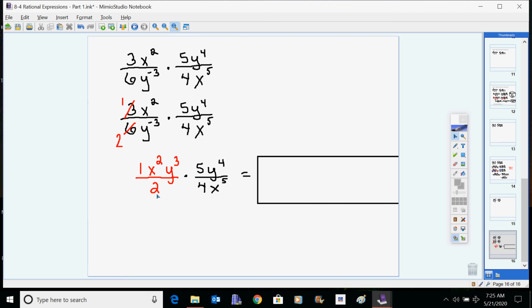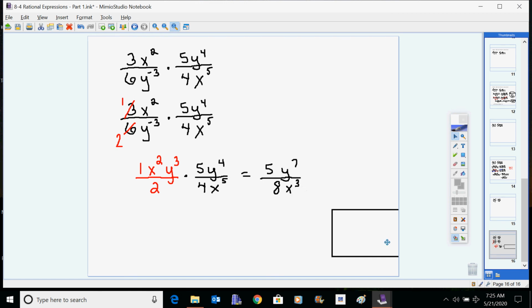And then once we have that, there's 2 x's in the numerator and 5 in the denominator. That means that 2 will cancel out. So 5 minus 2 gives me 3 in the denominator. For the y's, there are 3 here and 4 more here, all in the numerator. That gives you 7 in the numerator. And the denominator has 3 x's. We still have a 1 times 5 here and a 2 times 4 here.